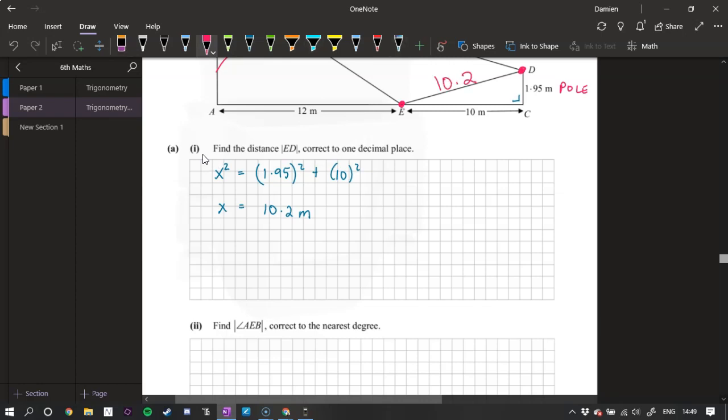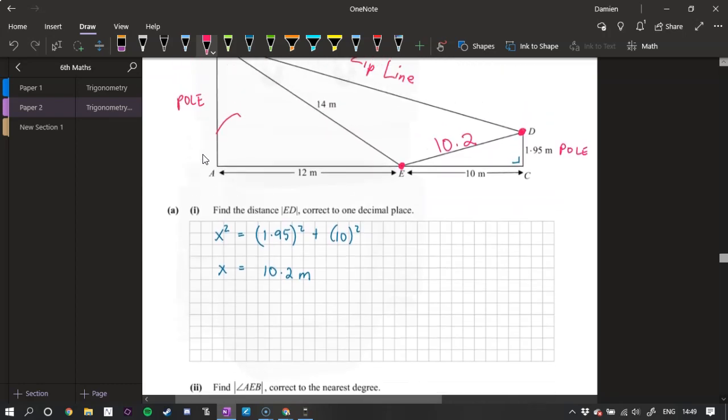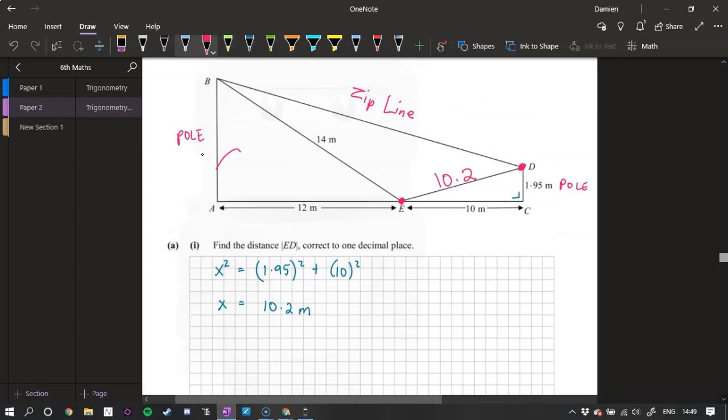Next question is asking us to find the angle AEB. So let's go back to look at the question. AEB. So AEB is in here. That angle there is AEB.